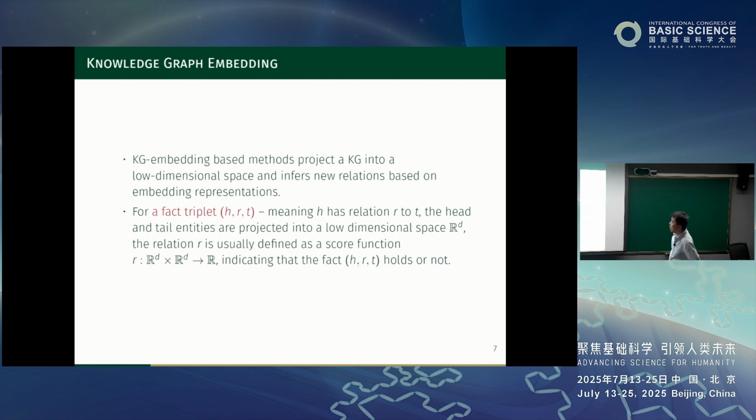The head and tail entities are projected into a low-dimensional space, R^d. And the relation R is usually defined as a score function. It maps the head and tail entity to a score, indicating whether the fact (H, R, T) is true or not. It can be 1 or 0 or some number between 1 and 0. You can take it as a probability. Usually we call it a truth score rather than a probability.